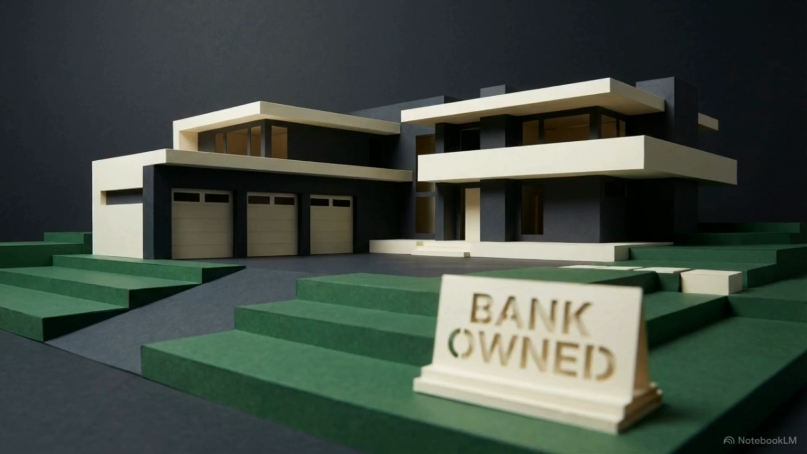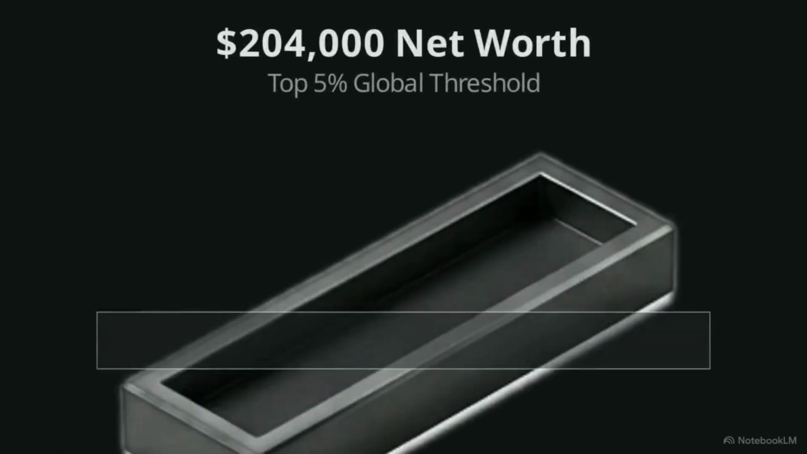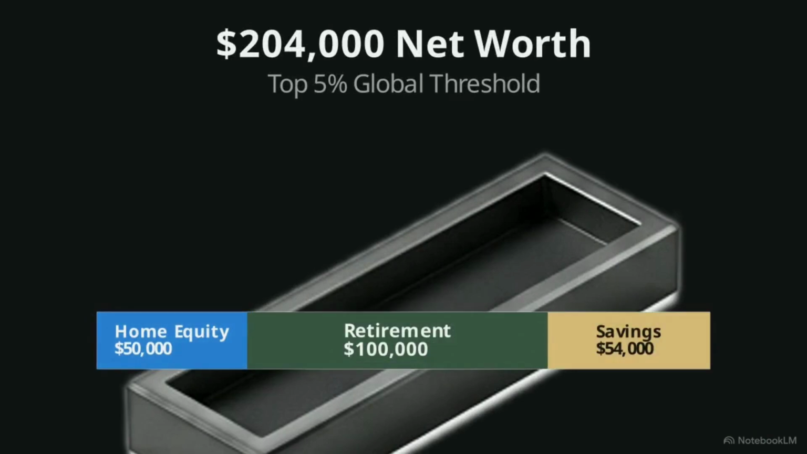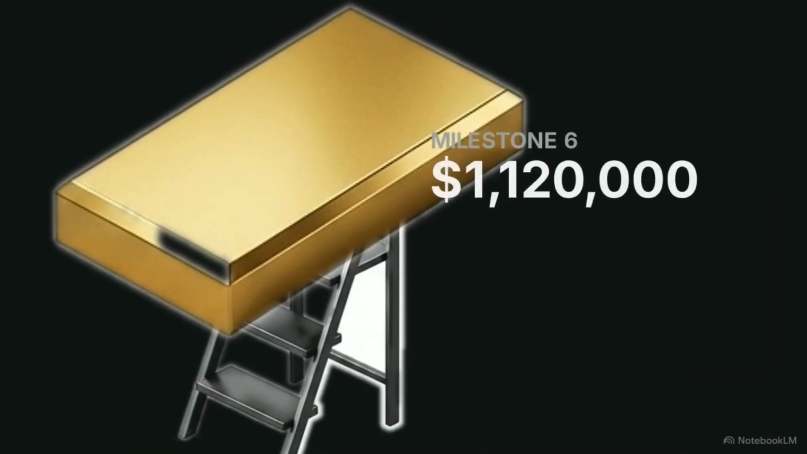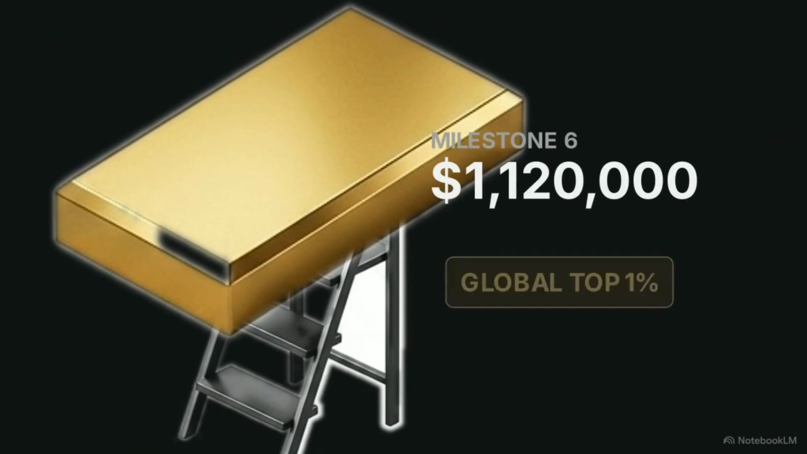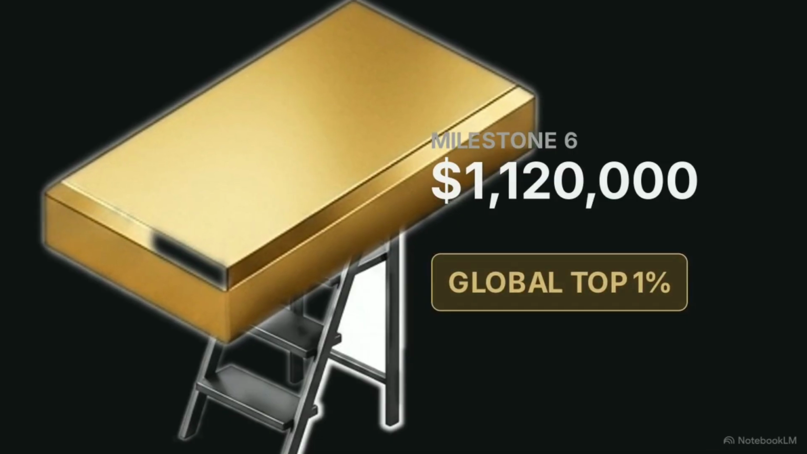A common misconception is that a large house automatically places you in this bracket. Only your home equity, the portion of the property you have actually paid off, counts toward your net worth. The rest is a liability held by the bank. For the final goal, log Milestone 6, $1.12 million onto your tracker. This is the threshold for the global top 1%.